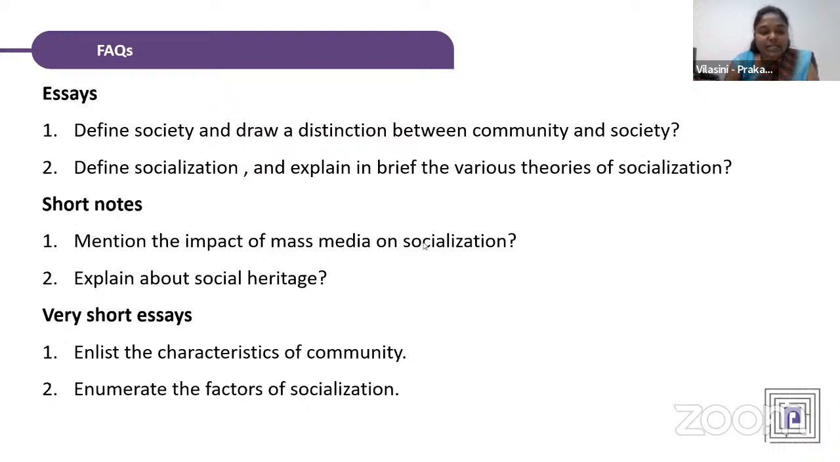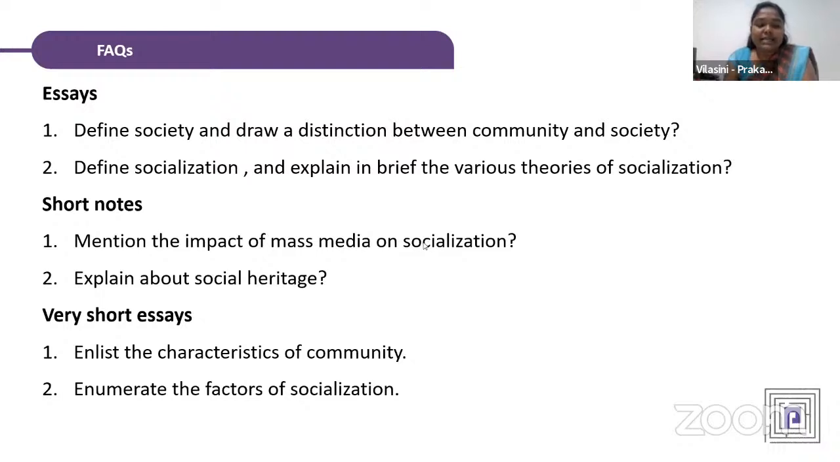The next, explain about social heritage. Social heritage is culturally learned customs. For example, during occasions, we have a habit of greeting people. That is a cultural heritage that we follow according to our families, like giving gifts on occasions, or when a person comes to the house, we shake hands and greet them. That is a custom that we follow. That is called social heritage.